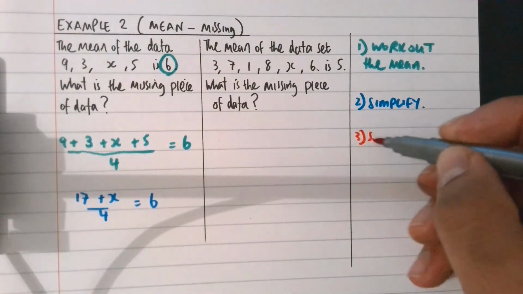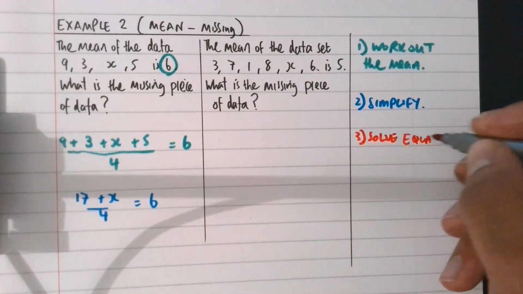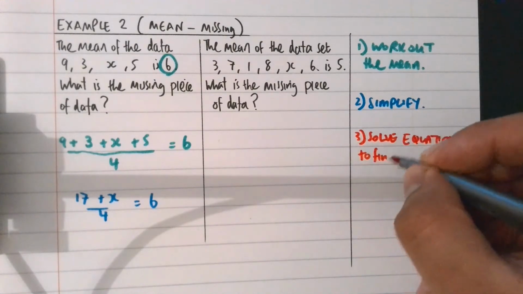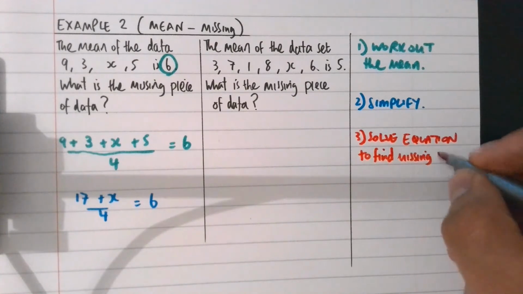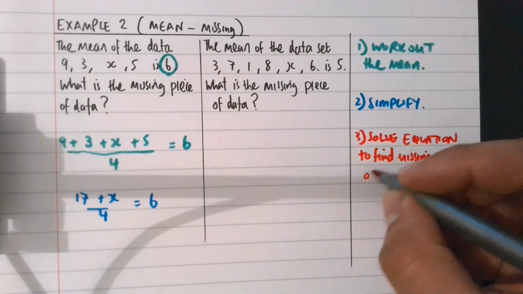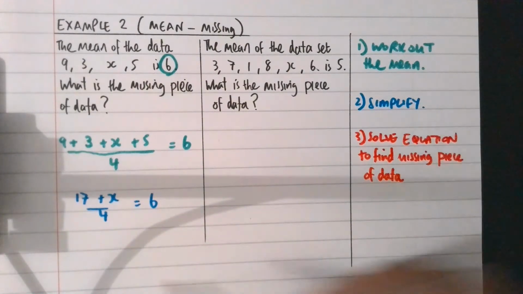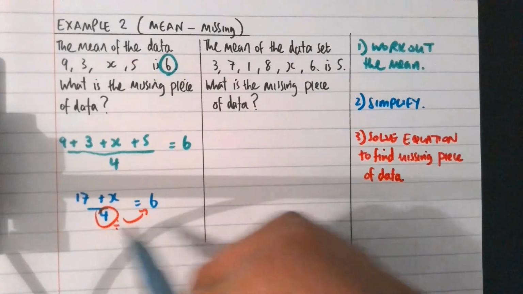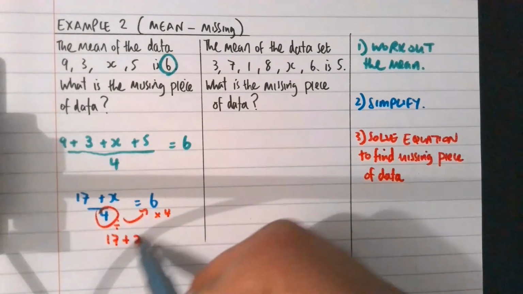So our first step will be to remove that fraction. That 4 starts as division, and when we move that 4 to the other side of the equal sign, it will become a multiplier. So we're going to solve the equation to find the missing piece of data. That 4 starts as a divide; when we move it, it becomes a times. That is part of our rearrangement. So 17 plus x equals 24.